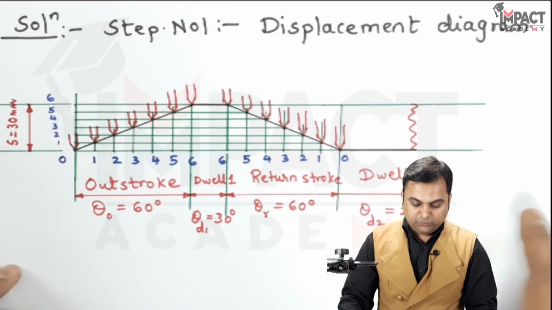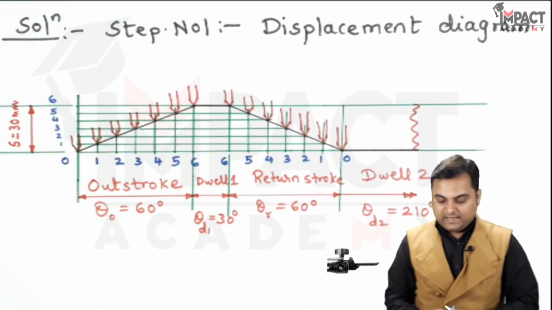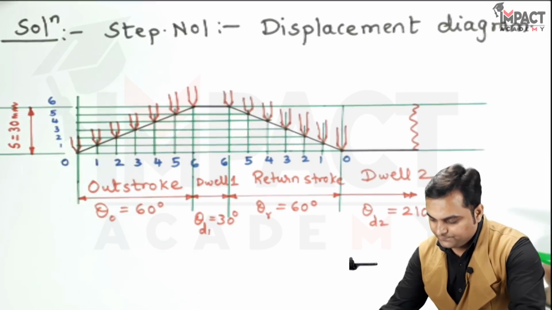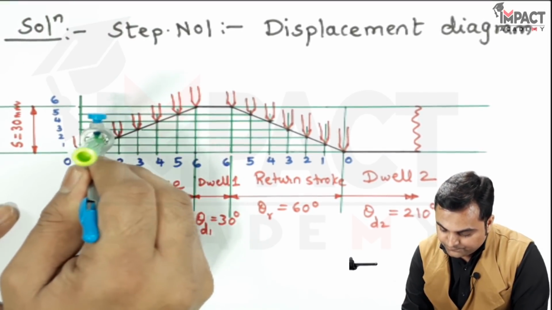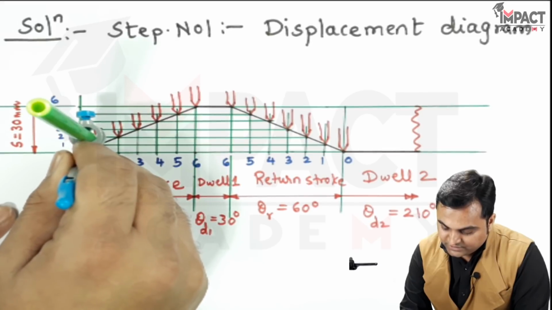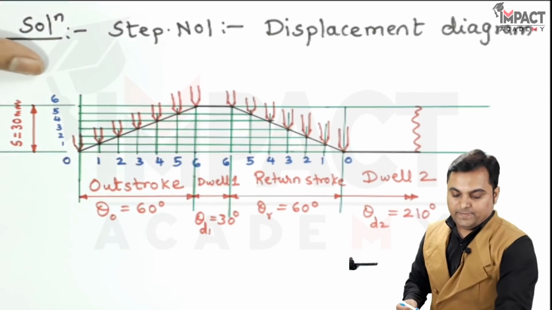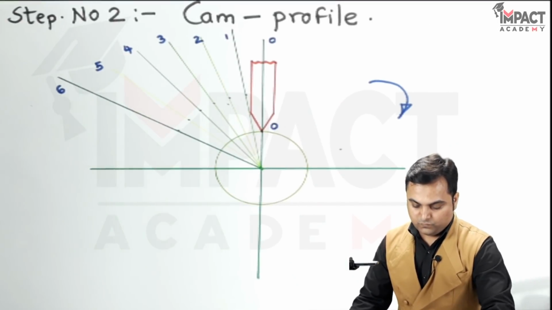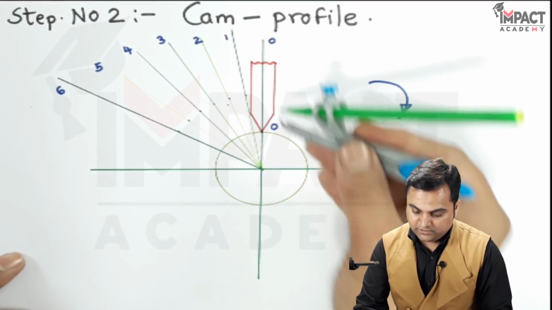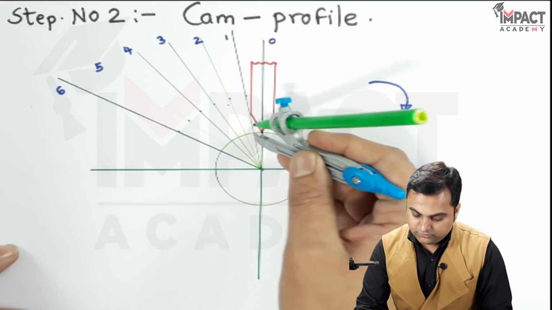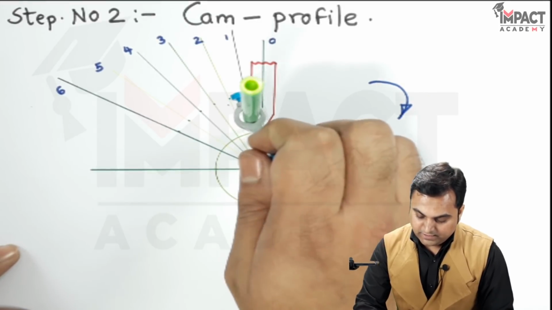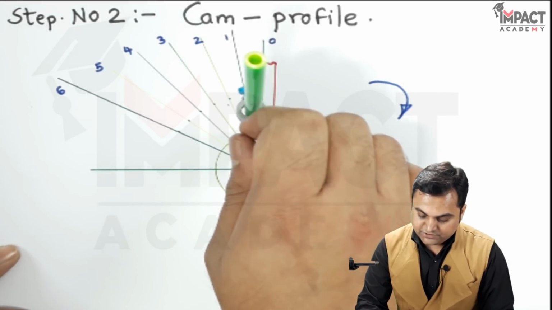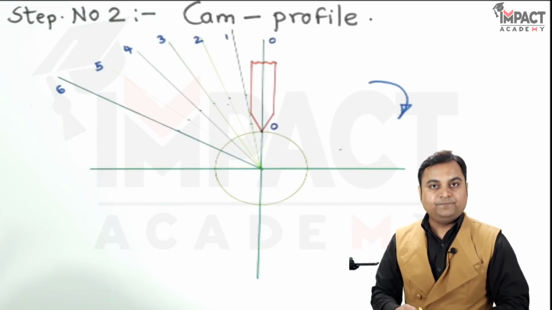Now, in order to plot point number 1, I am measuring the distance from this point 1 on the out stroke up to here. That is, this is the height. And then, with the help of this base circle, onto the first notation, keeping the point on the base circle, I am marking a point on this first division. So I get point number 1.